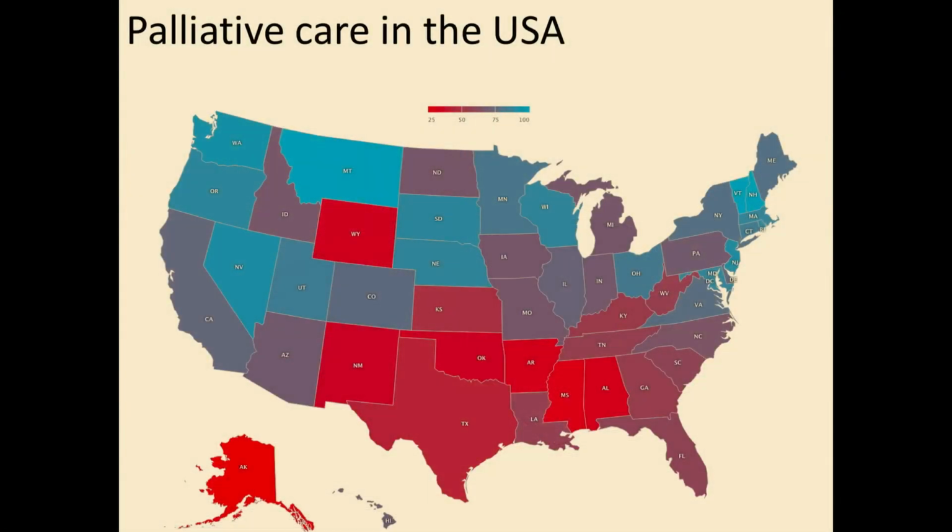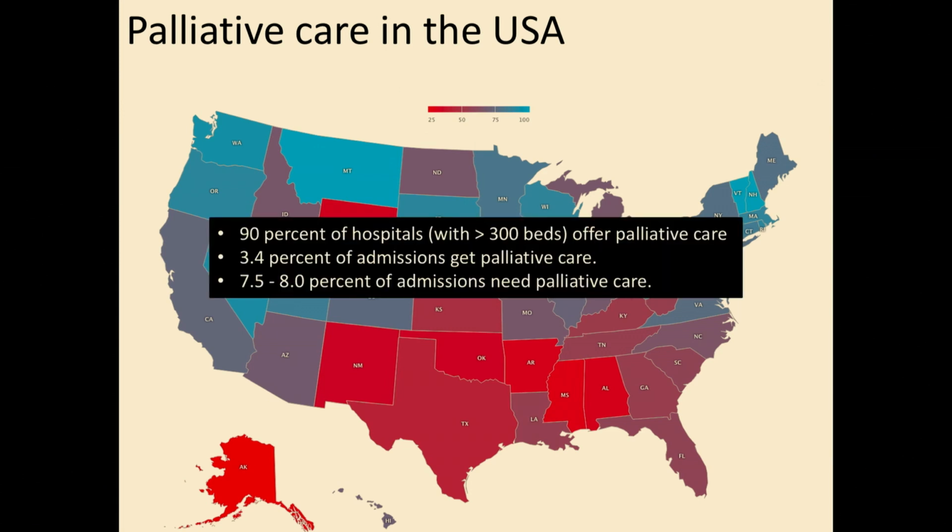This is a map of the quality of palliative care that you get in the US. Red means bad, blue is good. It has nothing to do with politics, I promise you that, but it does look eerily similar. And the sad truth about palliative care is that 90% of hospitals with more than 300 beds will offer palliative care. The estimated demand or need is about 7 to 8% of the admitted patients, but only 3.4% of admissions get palliative care. Stanford is at 3.5, so we count amongst the better ones.